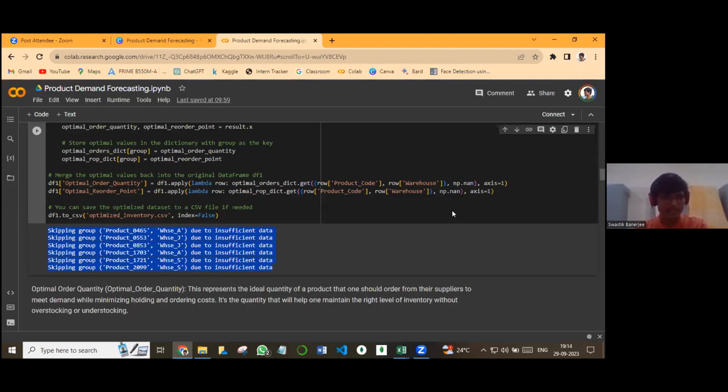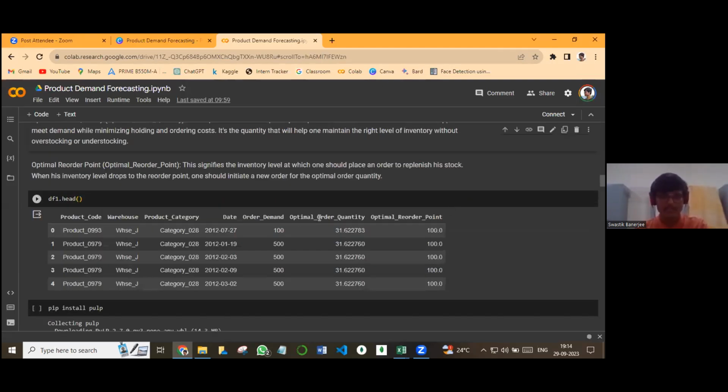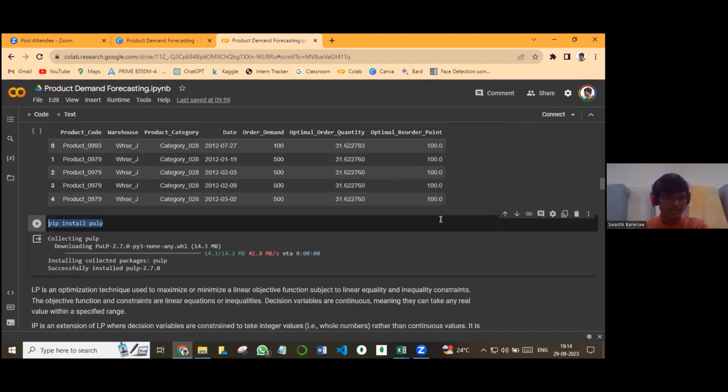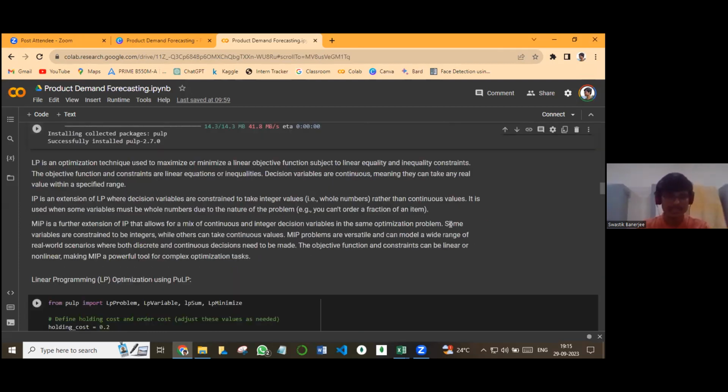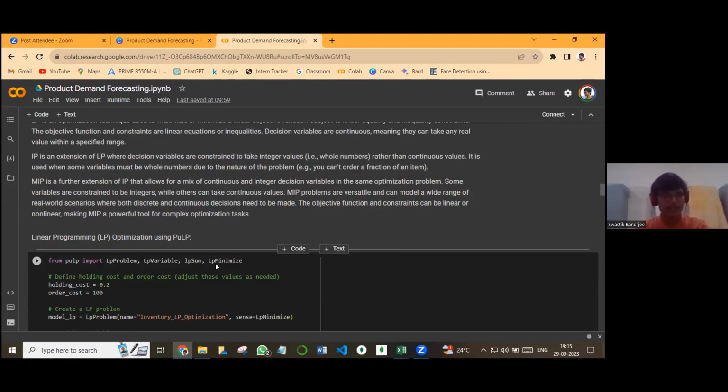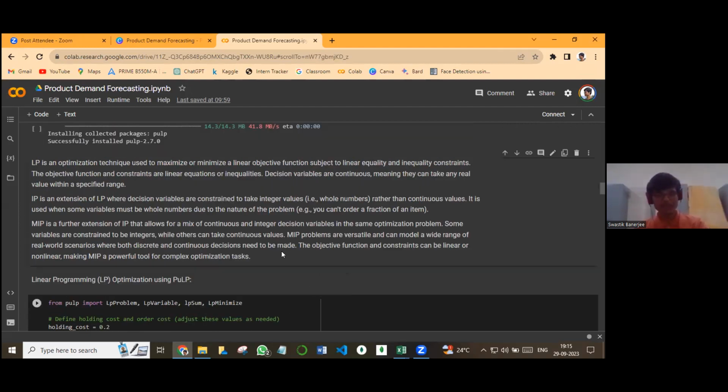After this, we just see the optimized inventory file, which has 2 columns added, as you can see, optimal order quantity and optimal reorder point. I've installed this extension called PuLP, which we need while calculating the linear programming algorithms. We must talk about LP, IP, and MIP before we go into the evaluation parts.